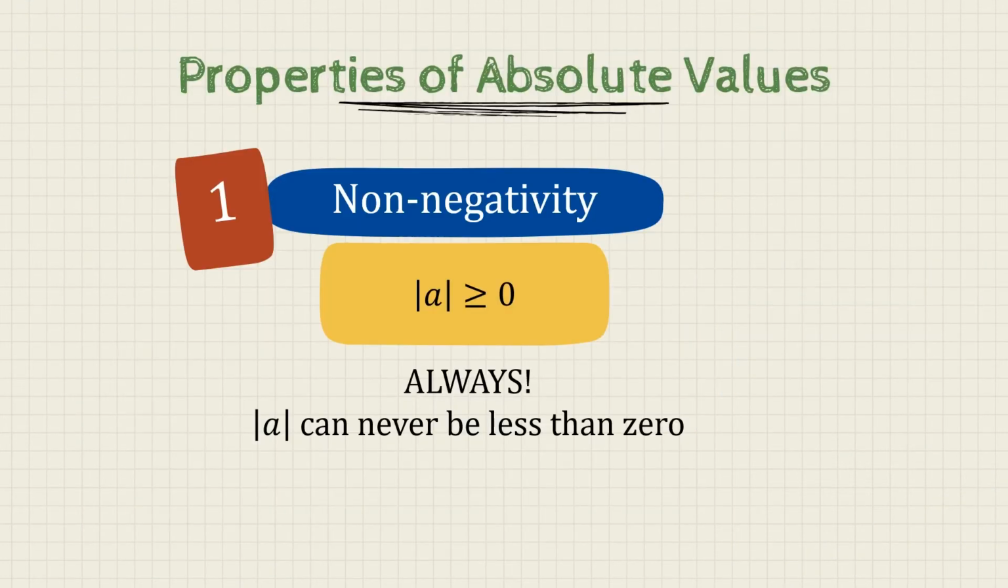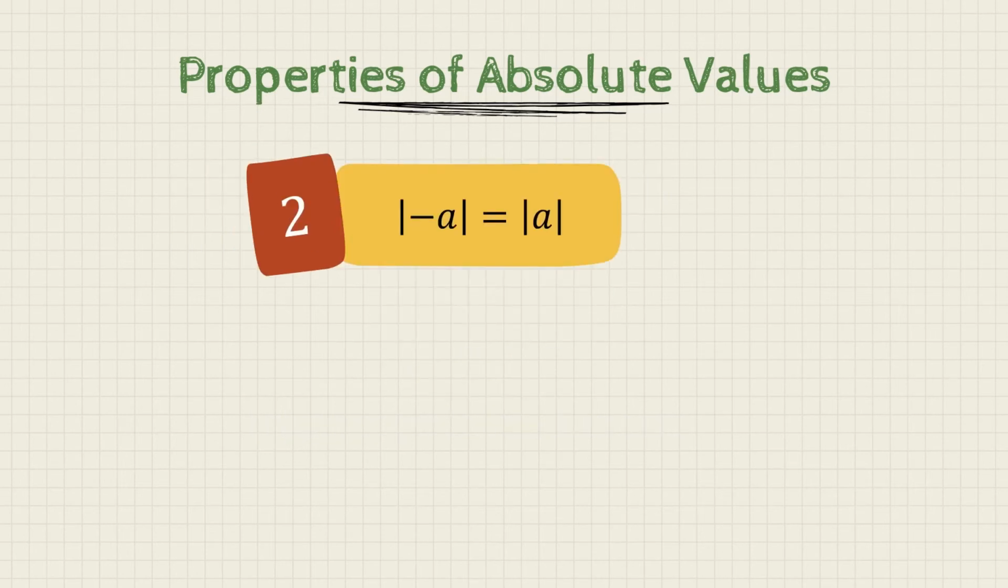Okay, the first property, non-negativity. So modulus of a will be greater than or equal to 0. So it will be always more than 0. Tak logik lah kan kalau dia positif, kalau dia negatif. And for the second property, the modulus of negative a equals to a. Modulus of negative a equals to a.